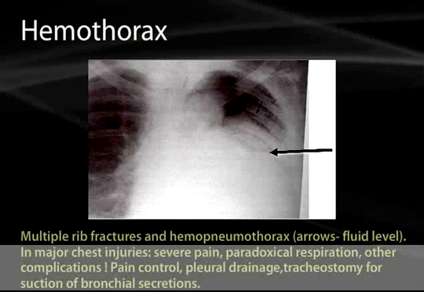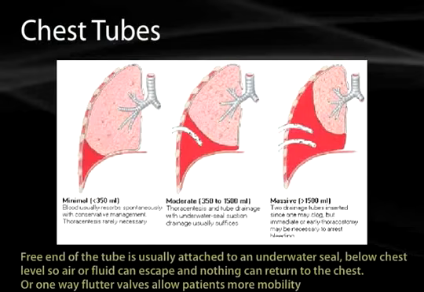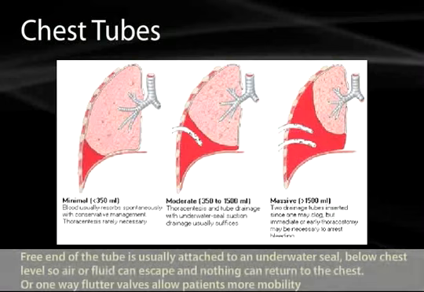Now, in a major chest injury, there's going to be severe pain. There may be paradoxical respiration and other complications depending on the situation, but you're going to have to do pain control and drainage of this. You may have to do a tracheostomy in order to suck out the bronchial fluids and secretions. These are all going to be issues that could play into a testing item as far as the USMLE.